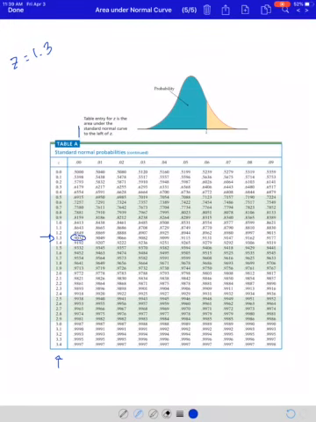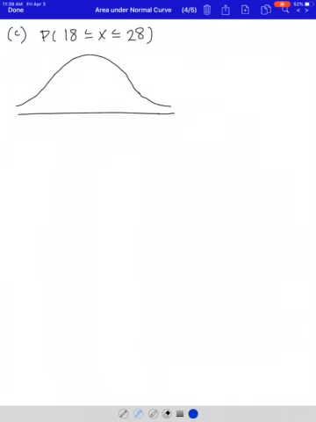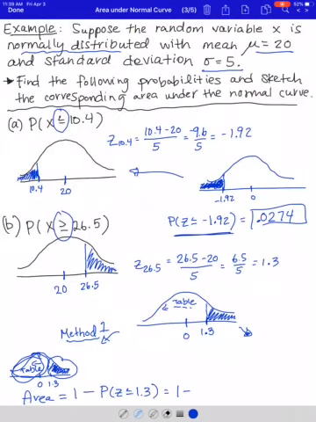Notice my hundredths place is just 0. So 0.9032. And when we subtract that from 1, so what is 1 minus 0.9032? We get 0.0968. And that is the area that we want. Okay. So that was the first method.